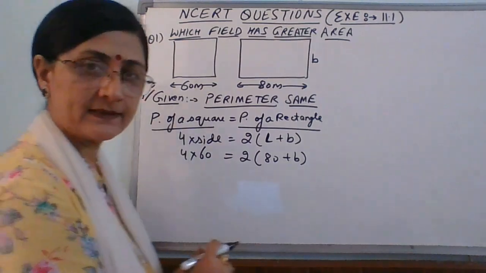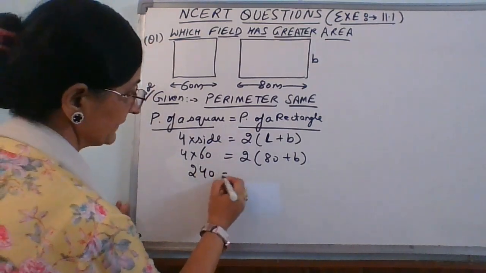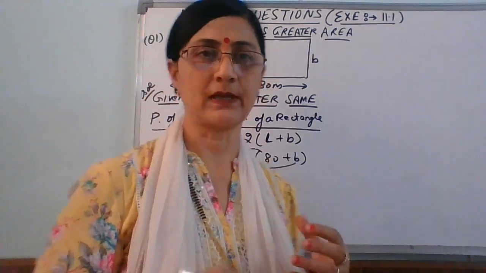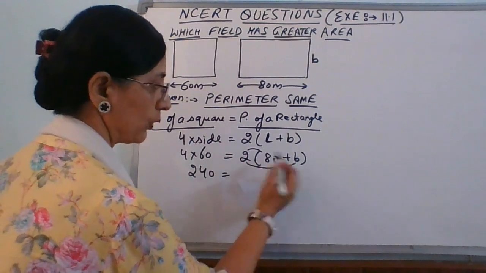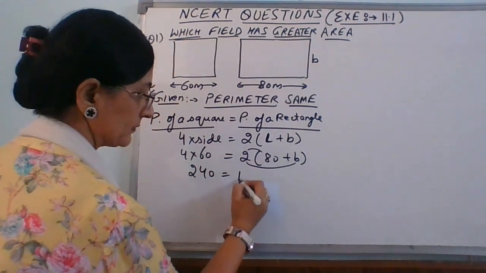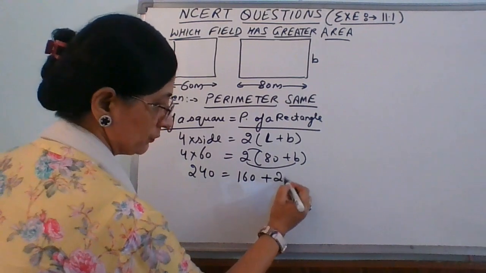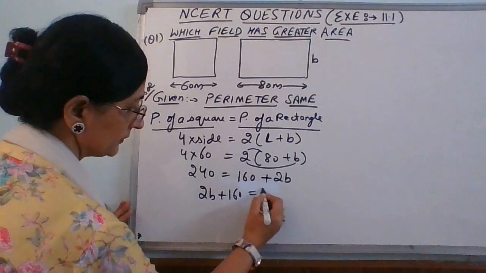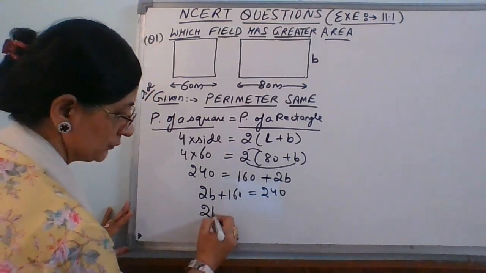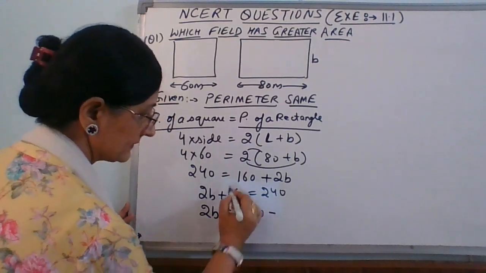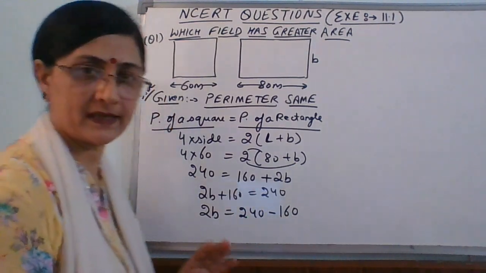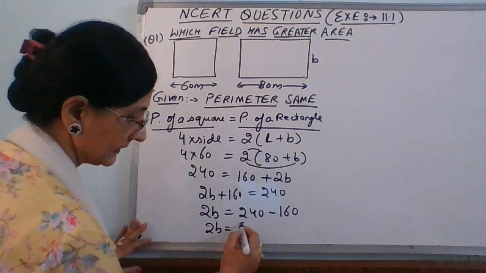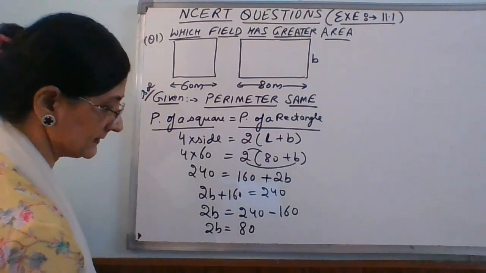So just multiply this, 4 6s are 24, 240. Just multiply the 2 by this also and this also. The number which is outside the bracket, you are supposed to multiply with all the terms inside. So 2 into 80 is 160, 2 into b is 2b, right? I'm writing this side. So 2b plus 160 is equal to 240, right? So now 2b is equal to 240 minus 160, 160 goes to that side with a change of sign, right? Solving the equation, now 2b is equal to 240 minus 160, which is 80.